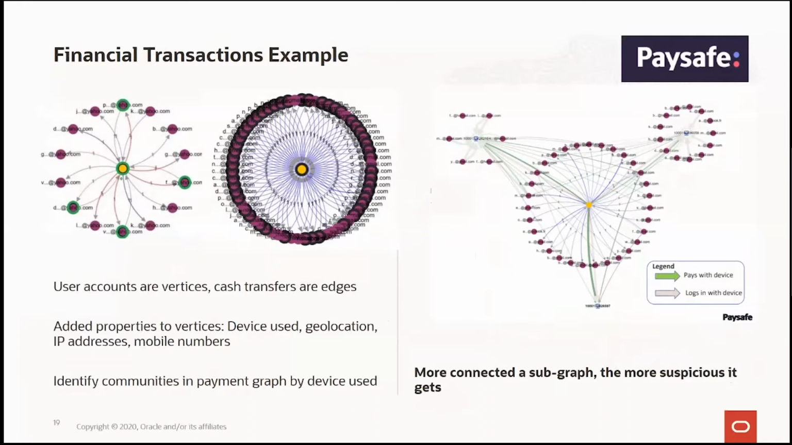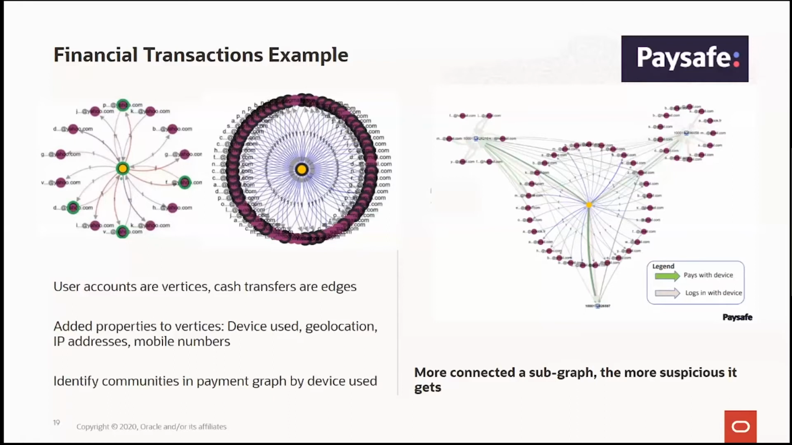They also now began adding more properties to the vertices, such as the device used, the IP addresses, and so on. And they began to identify patterns in the sense that, okay, these are the vertices that are using the same device. Or these are the vertices that are using the same device and the same IP address and so on. And the more connected a subgraph, the more suspicious they get. That there's something fraudulent going on.